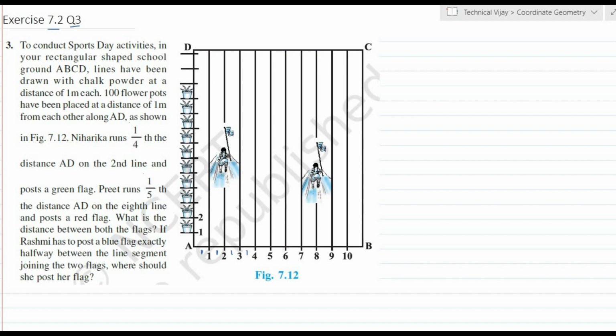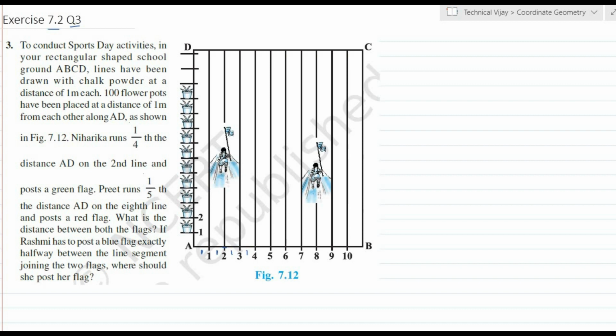Okay. So now Niharika runs 1/4 of the distance AD. So from this point, 1/4 of the distance she is running on the second line. So here second line and 1/4. So first we will calculate the coordinates of Niharika on the second line, and she posts a green flag. And Preet runs 1/5 of the distance AD on the 8th line and posts a red flag. What is the distance between both the flags? If Rashmi has to post a blue flag exactly halfway between the line segment joining the two flags, where should she post her flag? So here the question is very easy.